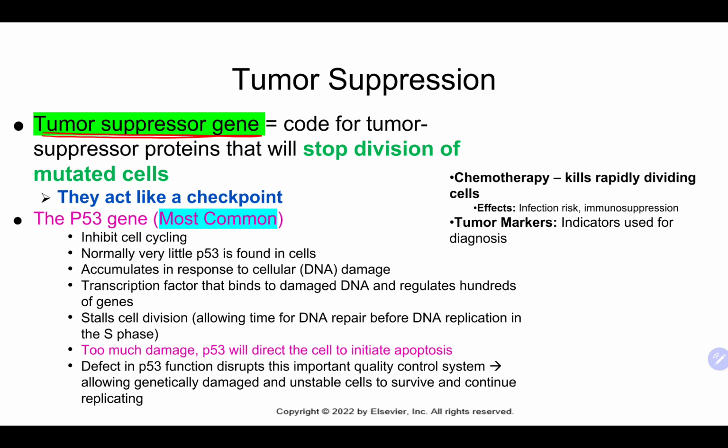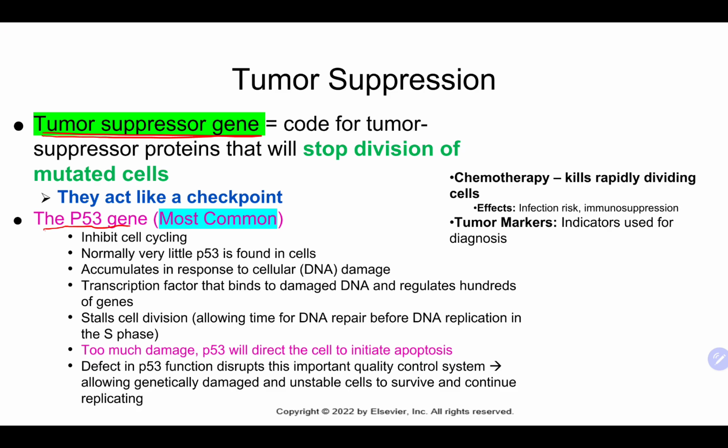Now, I also wanted to talk about the p53 gene again, right? The p53 gene. This is going to be like the most common tumor suppressor gene, right? That will inhibit cell cycling. Now, typically we normally have a little bit of p53 found in your cells. It will accumulate in response to cellular damage, specifically DNA damage, right? And what p53 is, this protein is a transcription factor that binds to damaged DNA and regulates a lot of different genes, right? Essentially what it does is it stalls cell division, allowing time for DNA to repair before DNA replication occurs in that S phase.